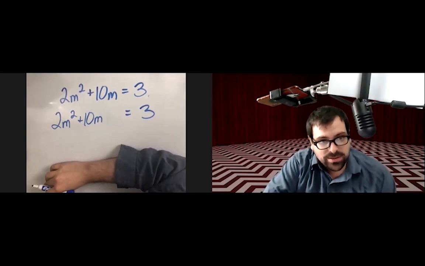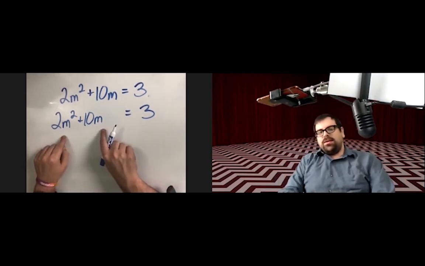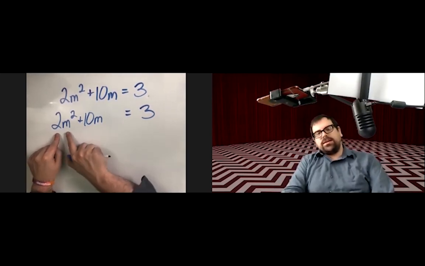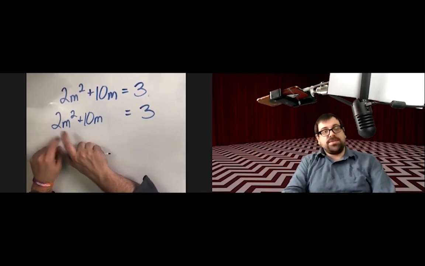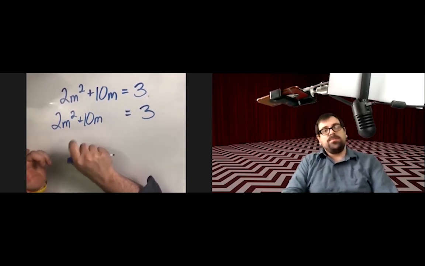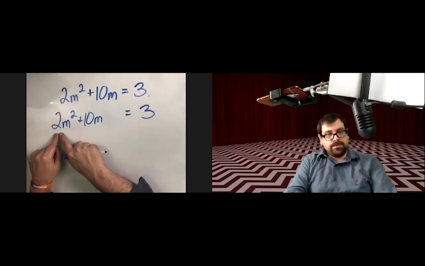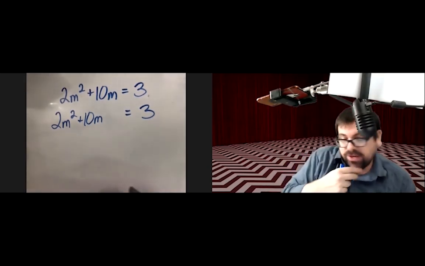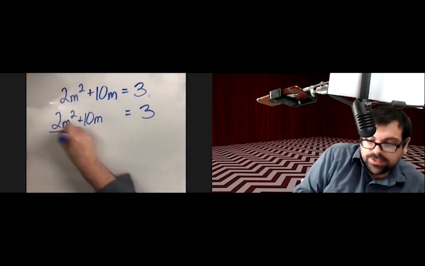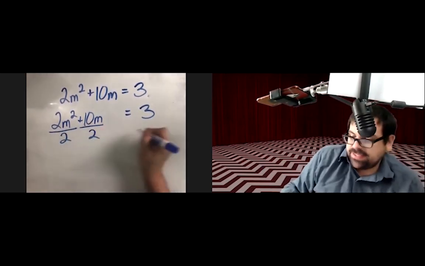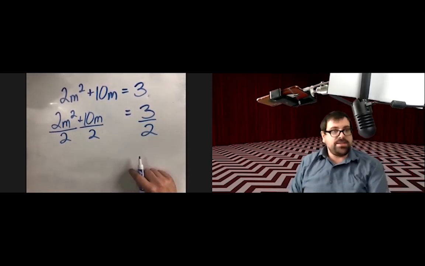Caution, caution, caution. We have not done a completing the square that had a number in front of the m squared or the x squared or the whatever squared for a reason. It's because you can't do the completing the square trick when you have something there. So whatever's in front, we're going to divide everything by that number. So that gets divided by 2, that gets divided by 2, that gets divided by 2.